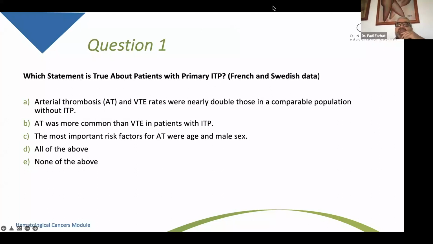So do we have answers? Okay, I can see that the majority voted for all of the above. Indeed, it's none of the above. So it's not doubled, it's increased, but it's not doubled. Okay, this is the first question.